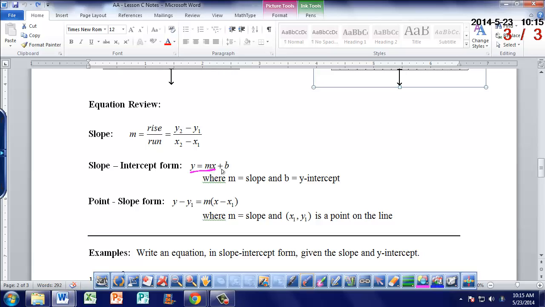Slope-Intercept Form we will be using all the time. y equals mx plus b. Point-Slope Form you'll survive if you don't know, but it's easy when the last set of problems that we're going to do here. So we'll kind of talk about this as we do the examples.